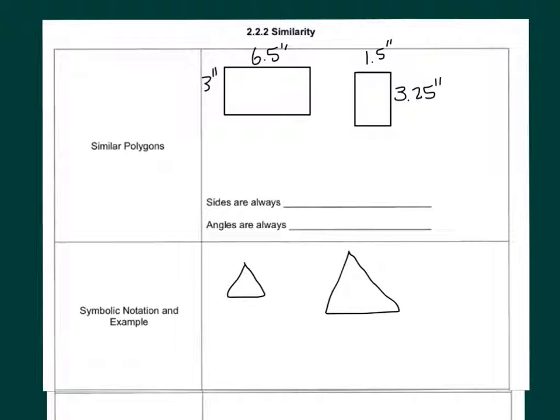In similar polygons, we see that the sides are proportional. So that means that there's a relationship between corresponding sides. In this case, maybe you notice that our k value, our scale factor, was 1/2, because half of 3 is 1.5, and half of 6.5 is 3.25. What we also notice is that no matter how we change the shape, whether we dilate it and enlarge it or reduce it, the angles are always the same.